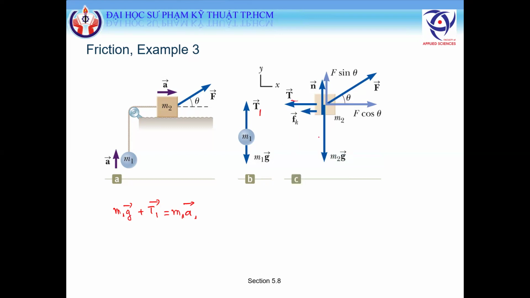Then T2 is here. So I have M2 g plus T2 plus N plus Fk plus F equal to M2 A, right? And I remember that A1 and A2 have the same magnitude. T1 and T2 have the same magnitude. And Fk equals mu k N, right? So they are all the equations we need.